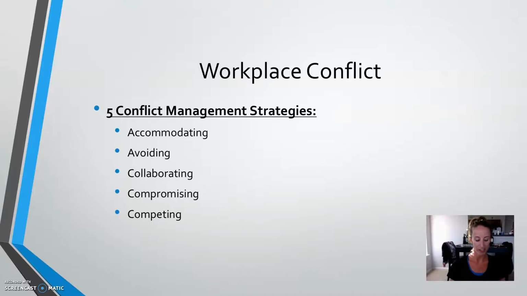Compromising is a strategy that is utilized in negotiation where both sides have to give up pieces of what they're fighting for in order to come to a solution. And competing is usually utilized in emergency situations where one side needs to win and one side needs to lose. This one can only be utilized in a limited number of situations.